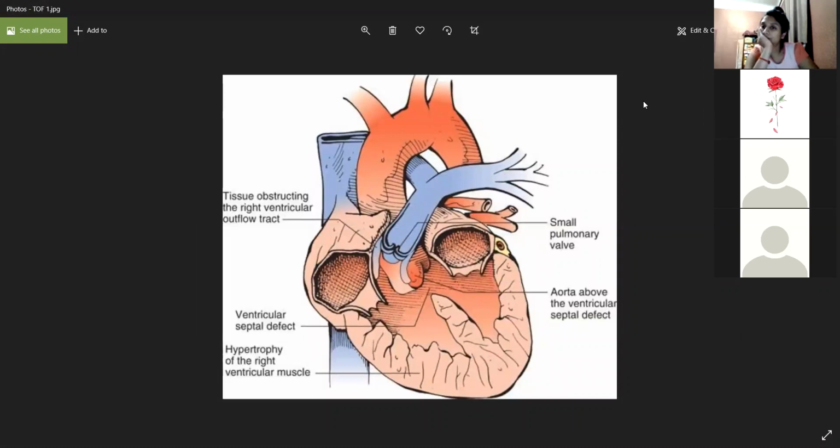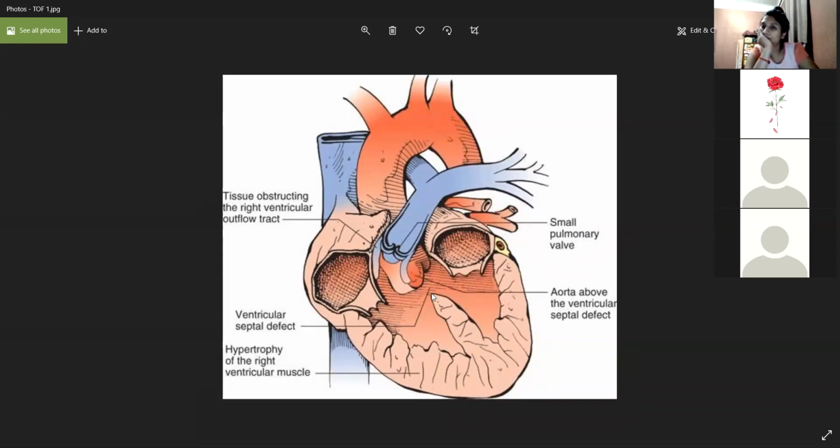Are you excited? We'll talk about them one by one. Right, ventricular septal defect. So as you can see in this picture, this is the septum, ventricle, there's a hole. So there's not much to explain here. I think it's pretty self-explanatory.